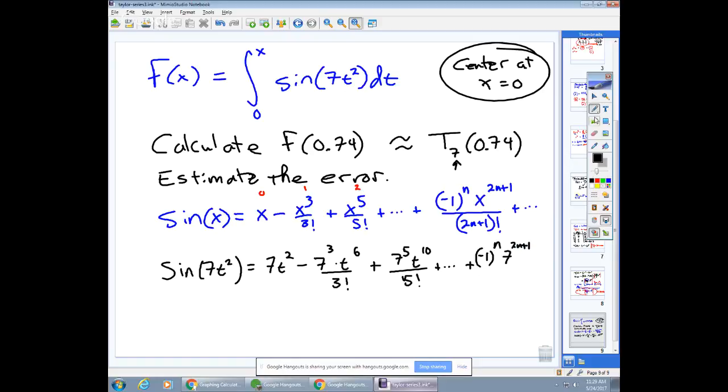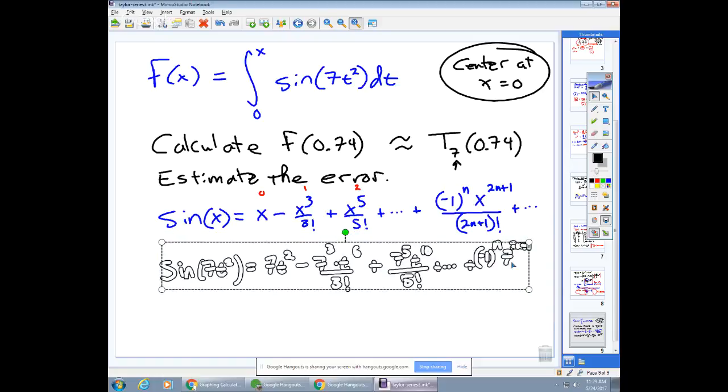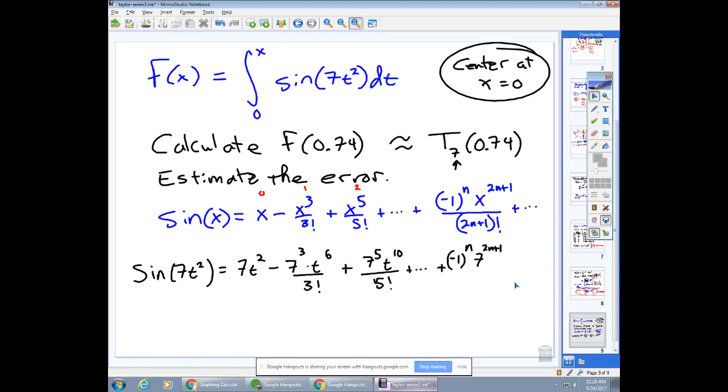Oh, I'm running out of room here. Let's have the magic pen fix that. Scoot you over. Thank you very much. And then we're going to have to double 2n plus 1, which is going to be x to the 4n plus 2, all over 2n plus 1 factorial. It should be a t. Yes, thank you. We switched variables. Good job.